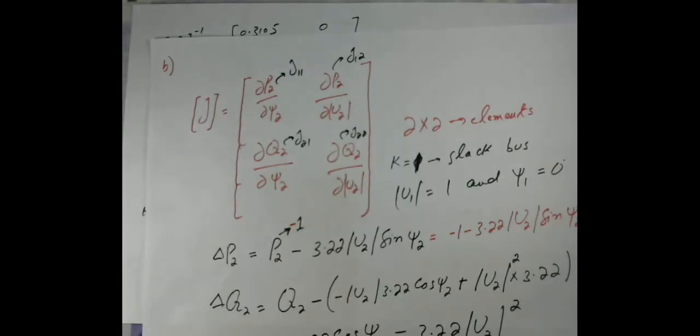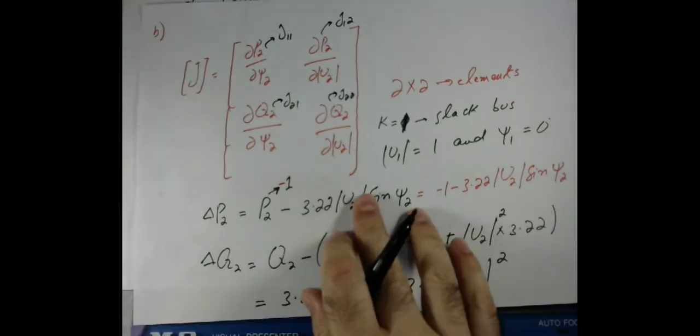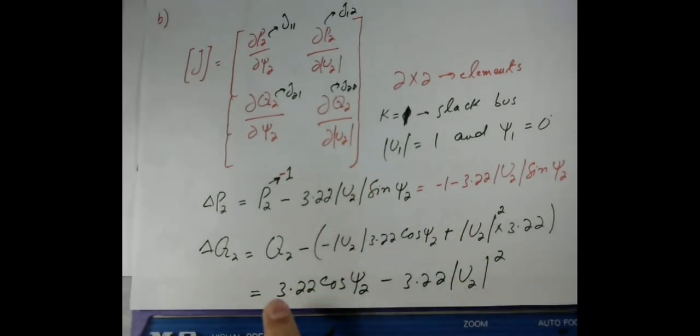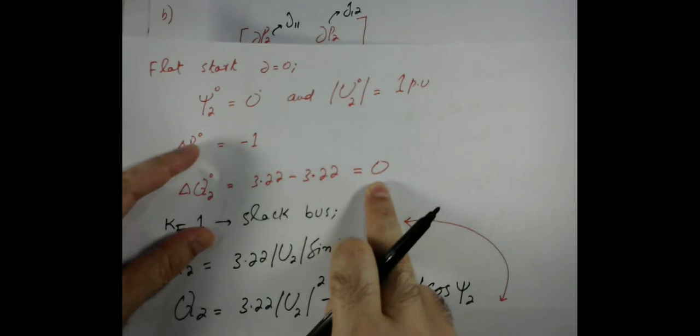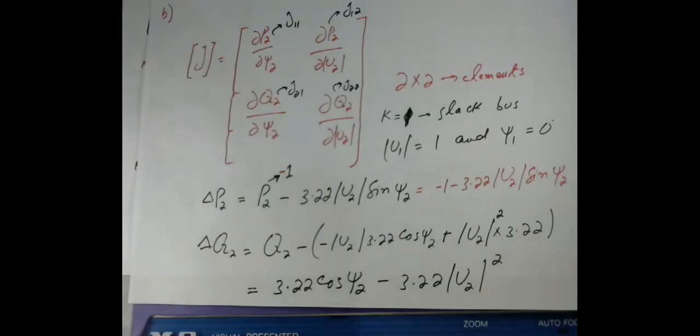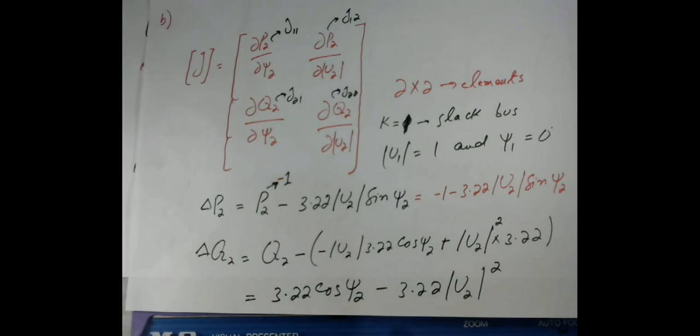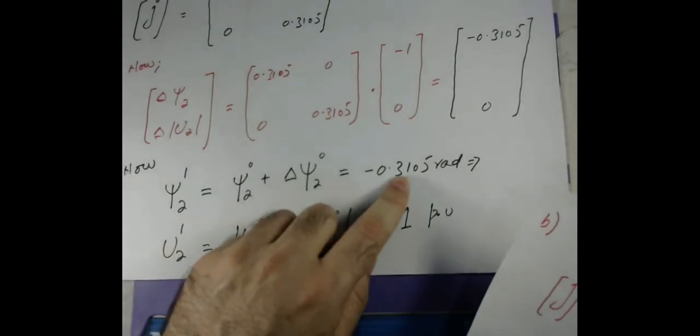Similarly, delta q2: because this was 1 and the magnitude of the voltage was also 1, the result for delta q2 0 was 0, because the two terms were equal and in between we have a negative sign. Now if we put in this expression psi 2, which is no more 0 but rather has the value -0.3105 radian.